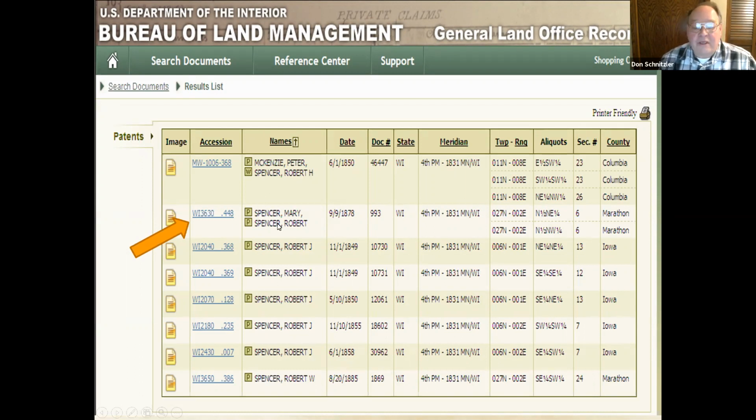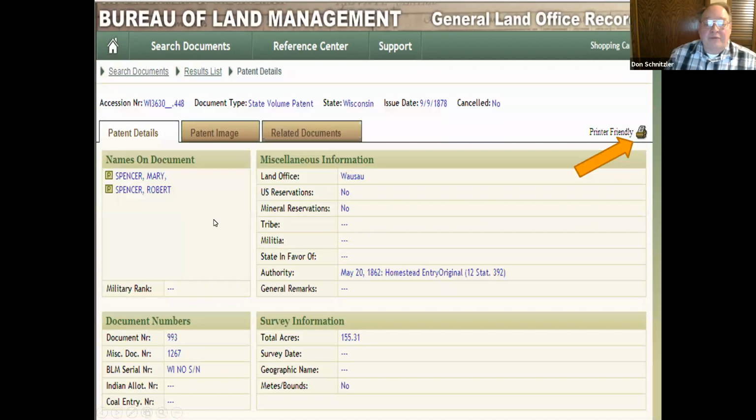And we know the county, so I can just go over to this right-hand column and see that there's only 2 listings in Marathon County, both for the same land patent, Robert and Mary Spencer. You click on the little highlighted hyperlink here, and it will bring you up to the information on their particular piece of property. So what you have here is Robert and Mary Spencer. Those are the names that are going to be on the land patent. The land was obtained from the Wausau office.